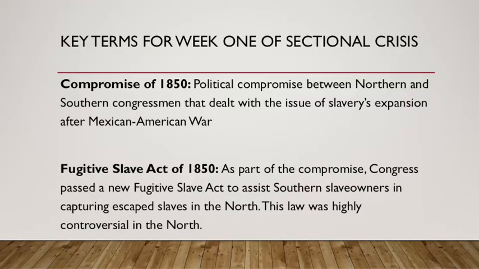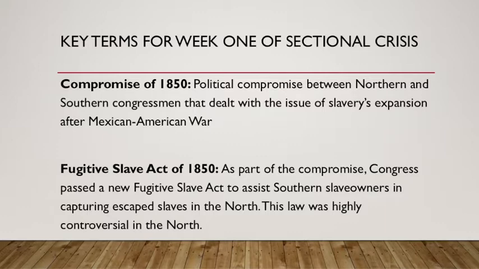This week, we're looking at two events that set off this era of sectional crisis. The first is an attempt at a political compromise, the Compromise of 1850, between Northern and Southern congressmen. This big political compromise had a bunch of different parts, but it basically deals with the issue of slavery's expansion after the Mexican-American War. So, we've got all this new territory. Will it be free or slave?